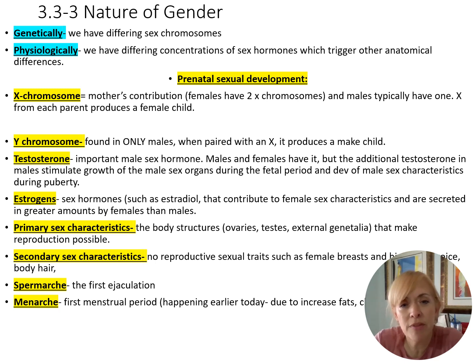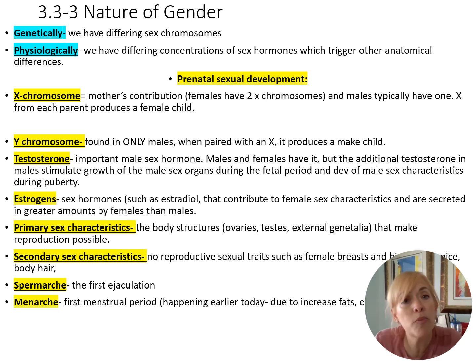Okay, in this part of the module, it talks about the nature of gender, and it talks about the genetics and the physiology, besides that. It talks about the X chromosome and the Y chromosome. Remember, the mother's is the X chromosome and the father's is the Y chromosome. And it's found only in males, and that's why the dad is the one that decides the sex of the baby. Remember that there is testosterone and estrogen, and you learned this in the brain chapter a few modules back. And testosterone, men, estrogen, women.